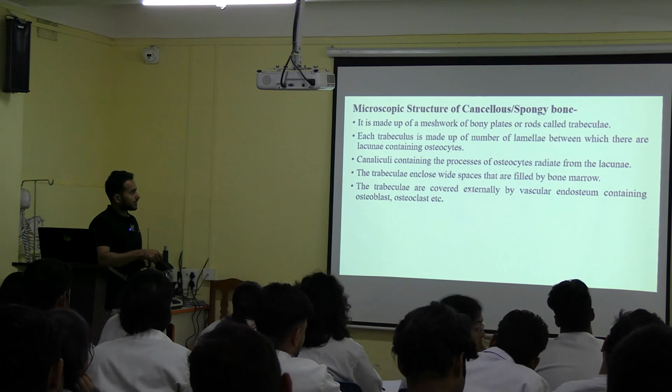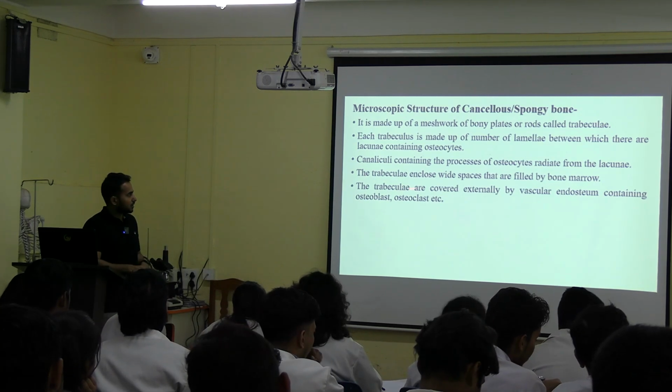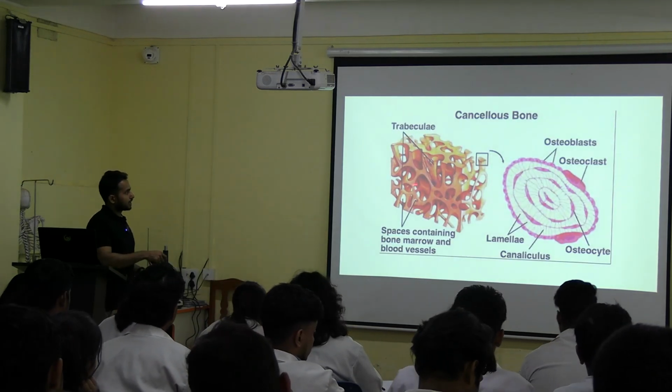Next, the trabeculae are covered externally by vascular endosteum. Now what is endosteum, what is periosteum? I am coming to that. It contains osteoblasts and osteoclasts. Now I am talking about this.